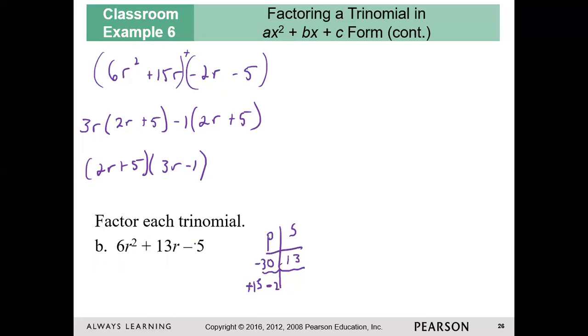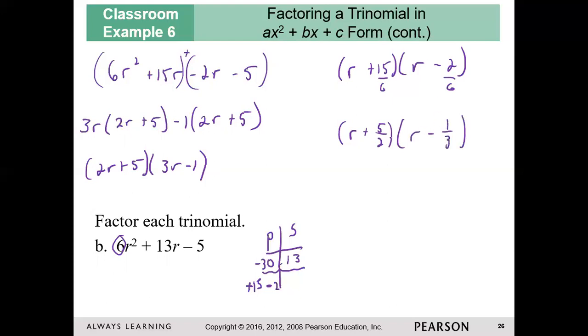And once again, I'll show you real quick what would happen if you tried to use my other method. So if you did this, you would have r plus 15 and r minus 2, which you would then scale back down by 6 because your a value is 6 this time, which is going to give you r. These are both divisible by 3. You get 5 over 2. And over here, they're both divisible by 2. You get 1 over 3. You're just simplifying these fractions.